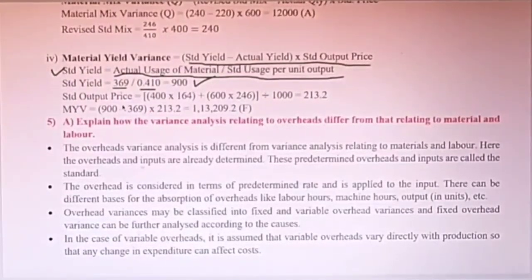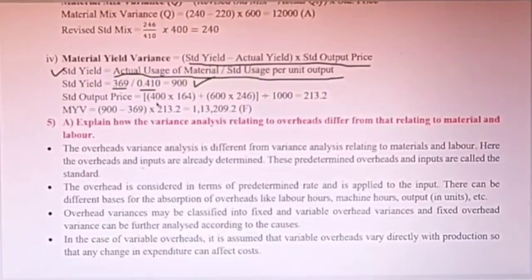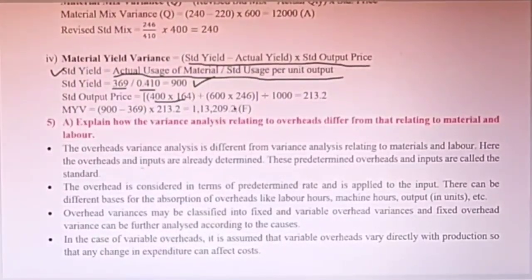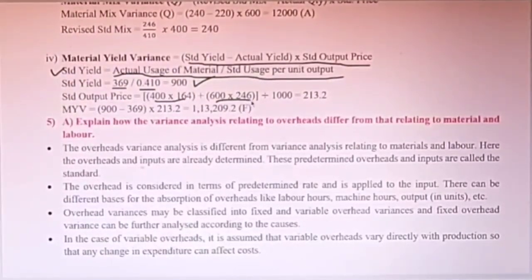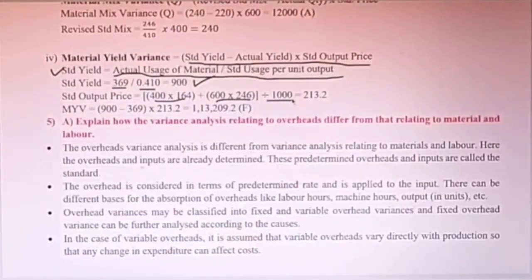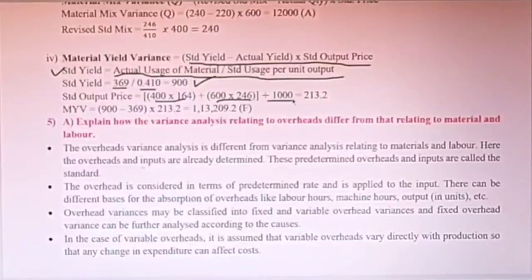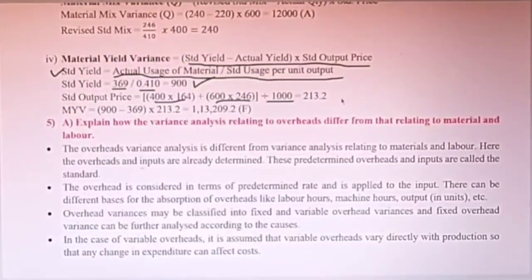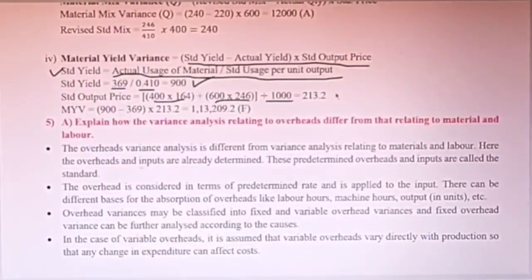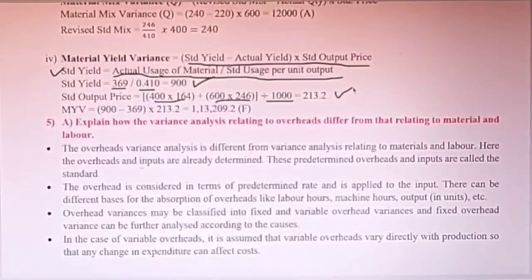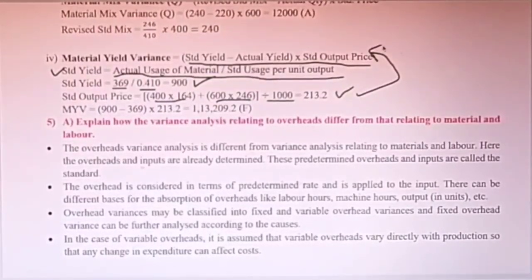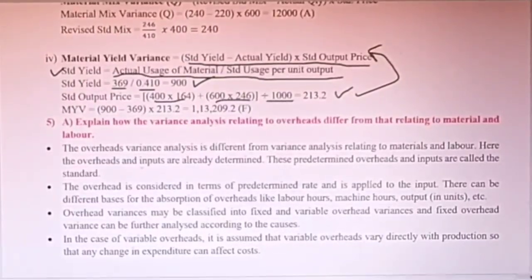And the standard output price is 400 into 164 plus 600 into 246, whole divided by 1000. Because 1000 kg is there, you have to divide by 1000 to get 1 kg of output. So you will get 213.2. Now again you can use this in the basic formula to find the material yield variance.